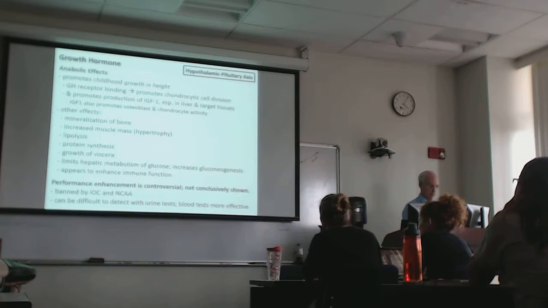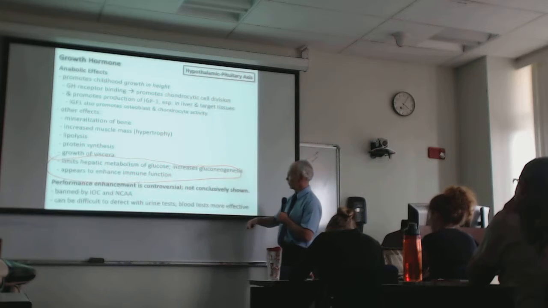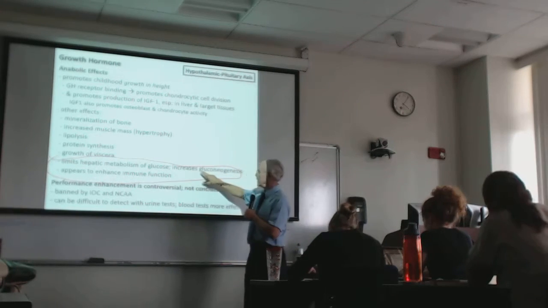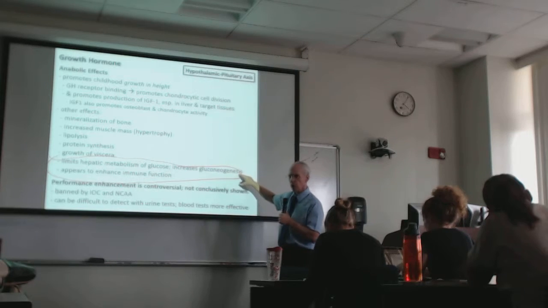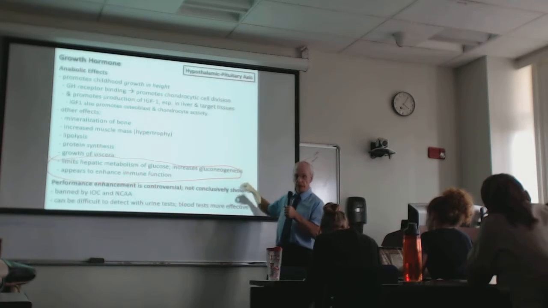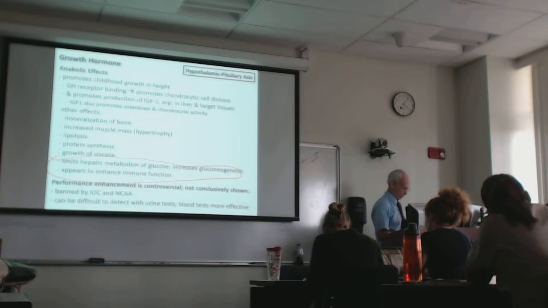Now we'll talk about some of the metabolic effects later, especially as we talk about regulation of blood sugar by the pancreas. But growth hormone tends to elevate gluconeogenesis. I think we talked about this term before. What is gluconeogenesis? Let's see. Yeah, making of glucose from non-carbohydrate precursors, usually protein or fat.